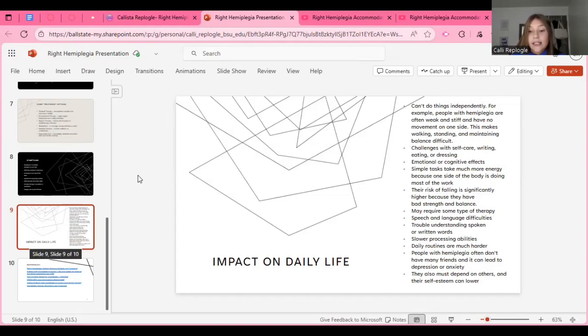And then this one hits me hard, but people with hemiplegia often don't have many friends, and it leads to depression or anxiety. And they also must depend on others, and their self-esteem can lower because of that, and can also lead to depression or anxiety. And that's just really sad to me. And then here's my references.